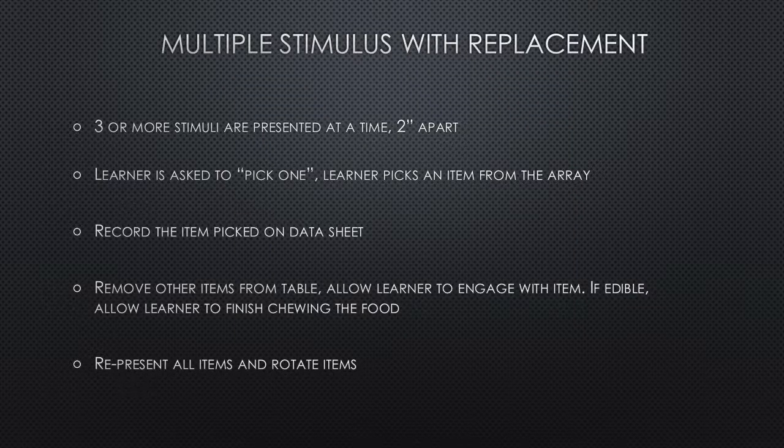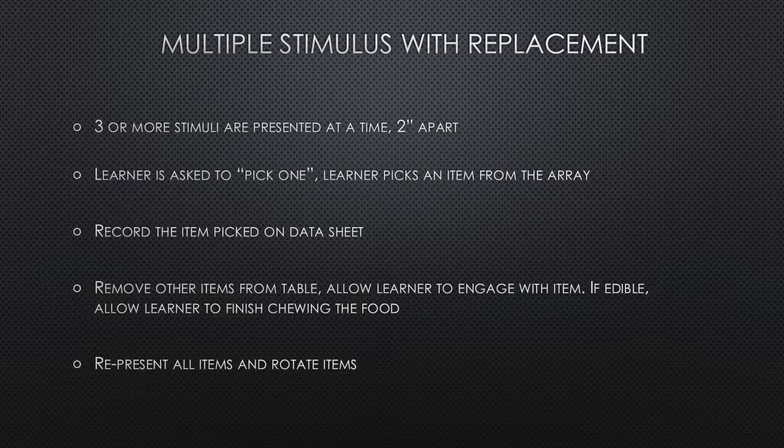The next method we'll talk about is multiple stimulus with replacement. In this method, you show 3 or more stimuli at a time in front of the child, and you ask the child to make a selection. The child is only allowed to pick one item, and as they play with that item or engage with that item, you take data on the item that they selected. Once they've had the predetermined amount of time with the item they selected, you'll then ask for a turn with it, if possible, and then represent all the items, including the item that they already selected.